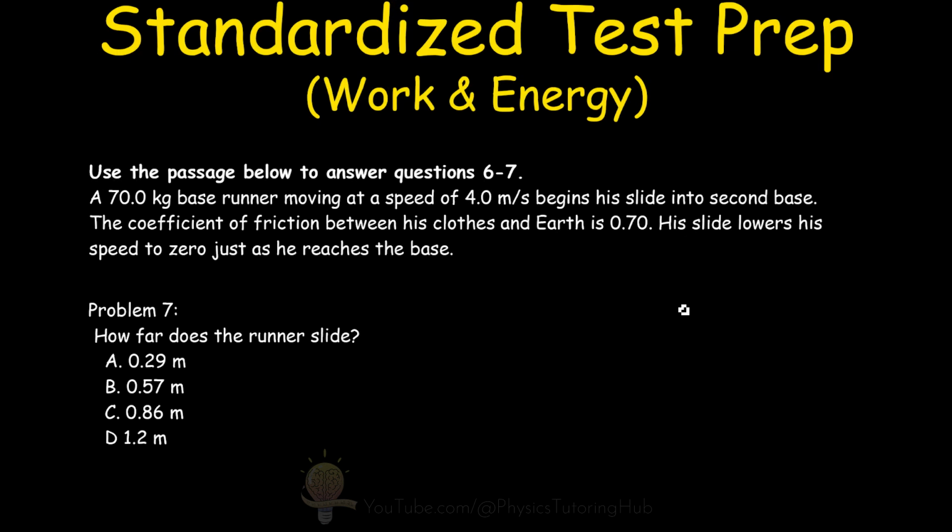Problem 7 states, how far does the runner slide across the ground? Now we need to remember from the previous question, the change in mechanical energy as he's sliding to a stop is equal to negative 560 joules. In other words, he's lost 560 joules during this sliding process. And in this question, we need to remember what our work equation is and how we can find the kinetic friction when we know the coefficient of friction between two surfaces, which is given here.